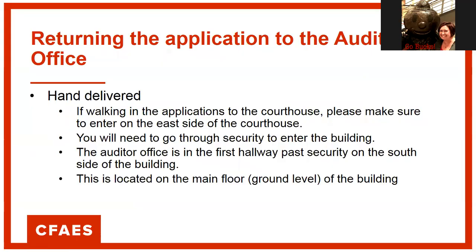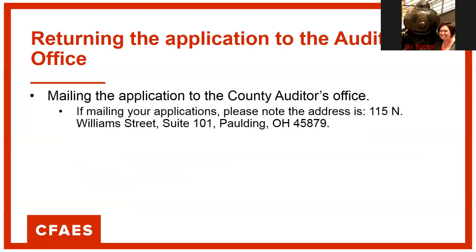Returning the application to the auditor's office in Paulding County, you can hand deliver those. Just remember, if you're walking into the courthouse, make sure you enter on the east side. There's now a security system, so you'll have to go through that security. So take those pocket knives out of your pocket. Don't wear big belt buckles. It'll just speed up the process getting through security. The auditor's office is in that first hallway past security on the south side of the building. It's located right there on the main floor if you haven't been in the courthouse before.